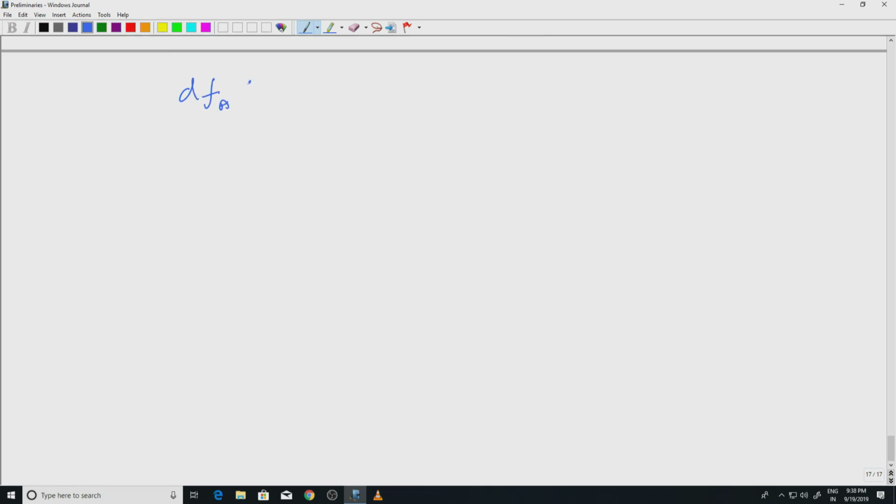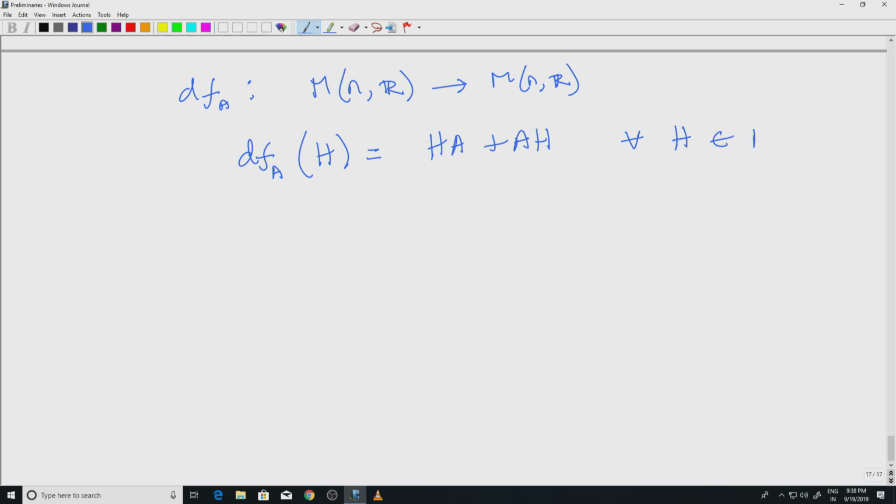df_A. Remember that if we had a map from an open subset of R^n to R^m, the derivative was a linear map from R^n to R^m as well. So df_A here would be a map from M_n(R) to M_n(R), and the claim is that this linear map is given by its action on an element H as HA plus AH, for all H in M_n(R).